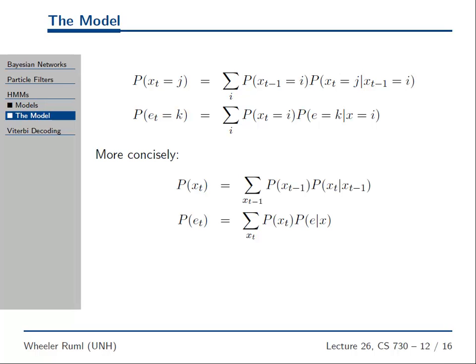HMMs are what's used in speech recognition. You have no idea what the person said. You hear these sounds, and thank God the sounds are related to what the person was saying. But if somebody says "it can be very hard to recognize speech," that sounds an awful lot like "it's very hard to wreck a nice beach." So there's a lot of ambiguity.